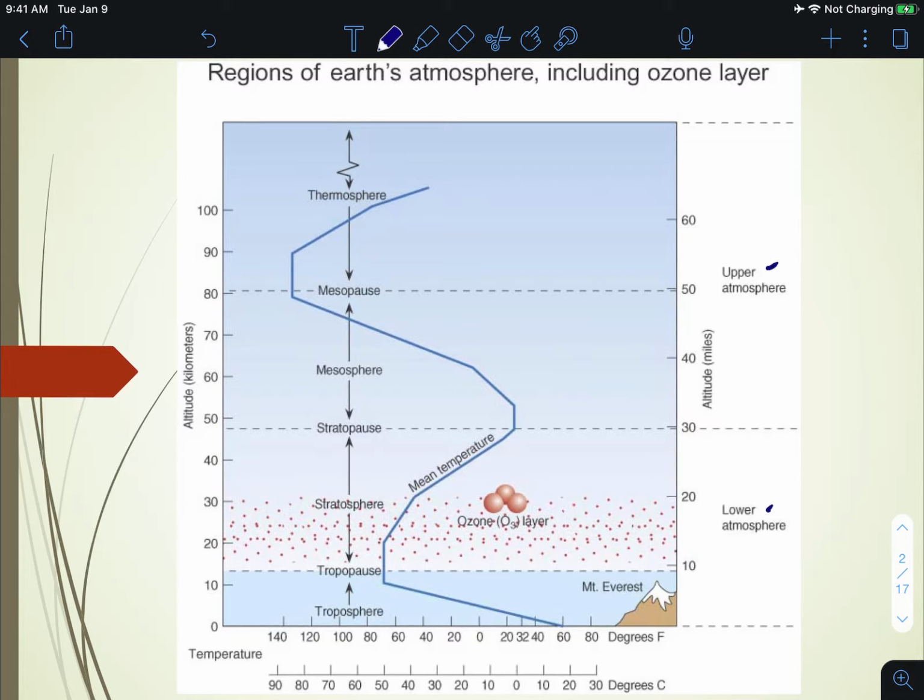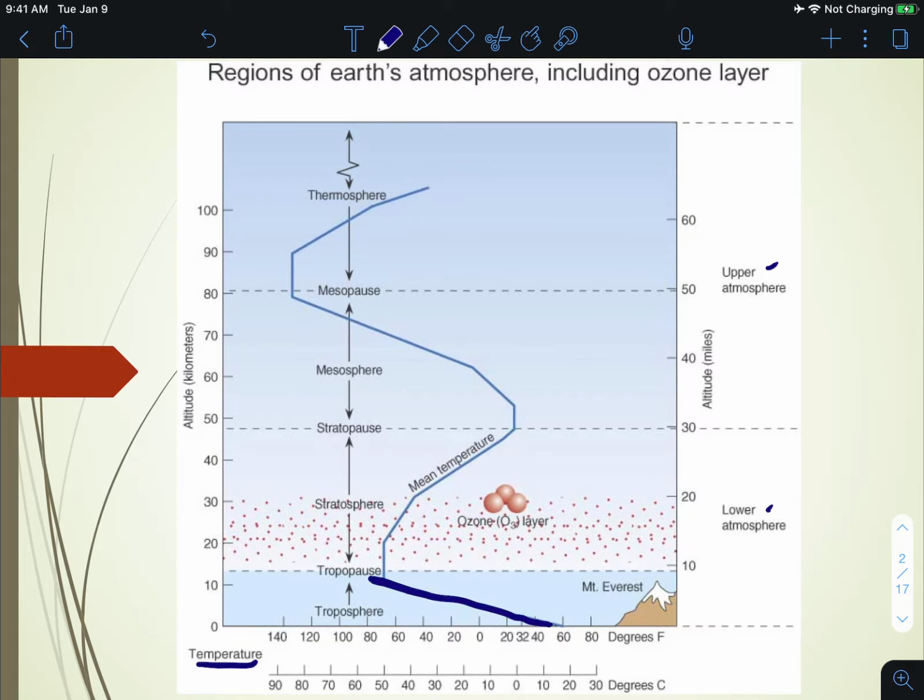If you look at this, we've got temperature down here and altitude. We got two scales of temperature, and then on the left we've got altitude in kilometers. On the right you have altitude in miles. And let's focus on this blue line, which is the change in temperature as a function of altitude. As we notice, as you move away from the Earth, the temperature decreases.